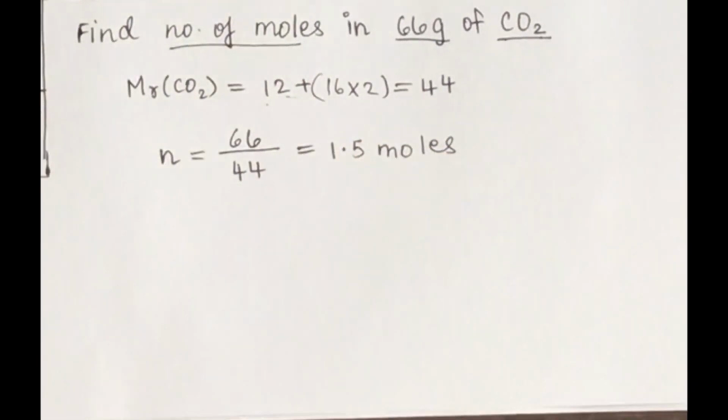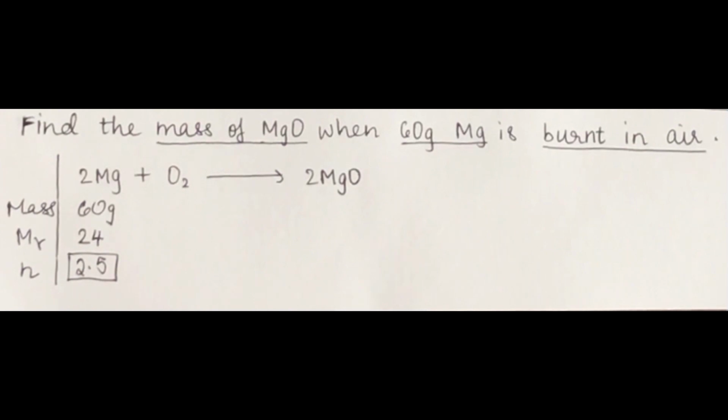Now this is another sample question. Find the mass of MgO when 60 grams of magnesium is burnt in air. So now we have the mass of magnesium, which is 60 grams, and we need to find out the mass of magnesium oxide. We have been told that magnesium has been burnt in air, which means that it's been reacted with oxygen. So our first step is to write a balanced symbol equation, which is 2Mg plus O2 gives 2MgO.